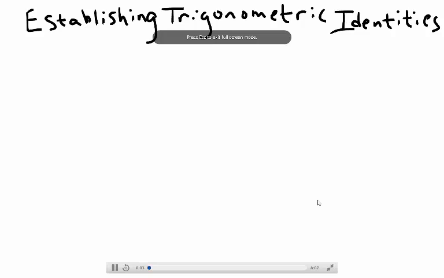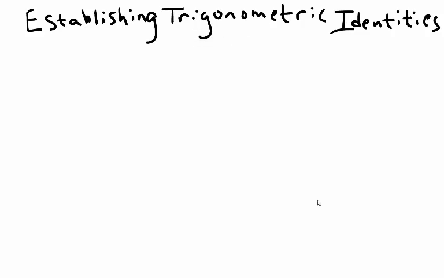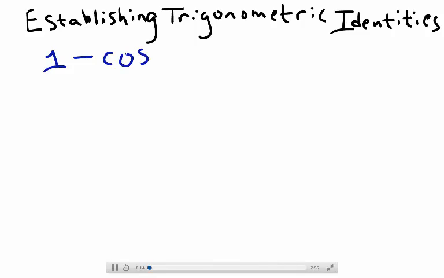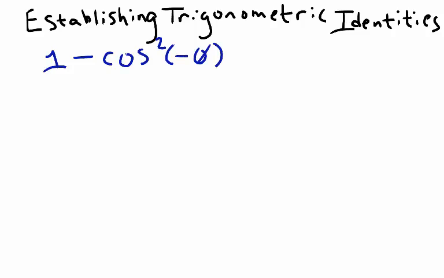In this video, we're going to look at establishing trigonometric identities. Suppose I ask you to establish the following identity: 1 minus cosine squared of negative theta equals sine squared theta.